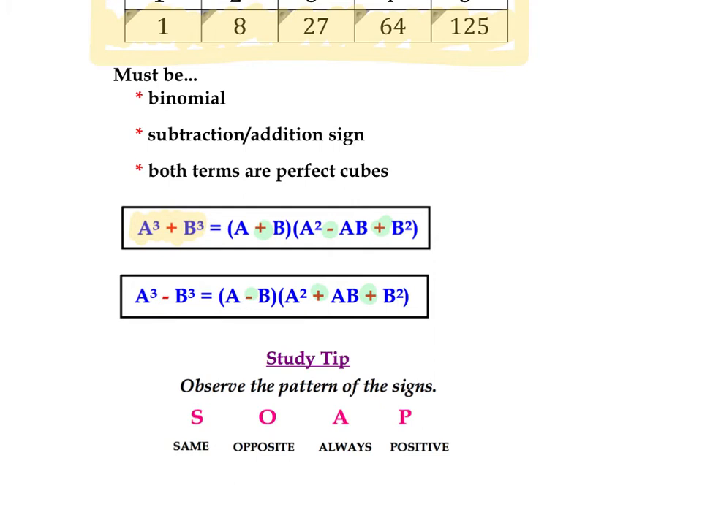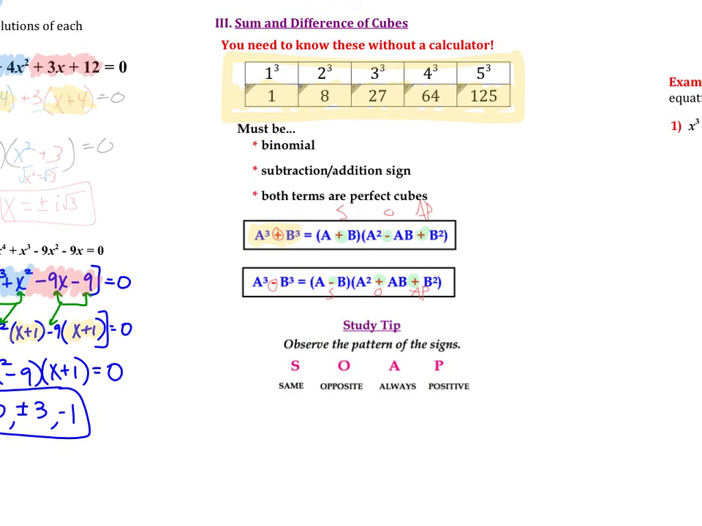Now, if you're an acronym fan, I personally am, you can use the acronym down here of SOAP to remember what signs go where. So here, if I've got a minus sign, the first operator I'll see is the same. The second operator is going to be the opposite. And the third operator is always positive. Same thing goes up here. They're separated by a plus sign. Okay, so same, opposite, always positive. This probably means absolutely nothing right now, and it probably looks like a whole bunch of gibberish until you see some examples. So, without further ado, let's see some examples.